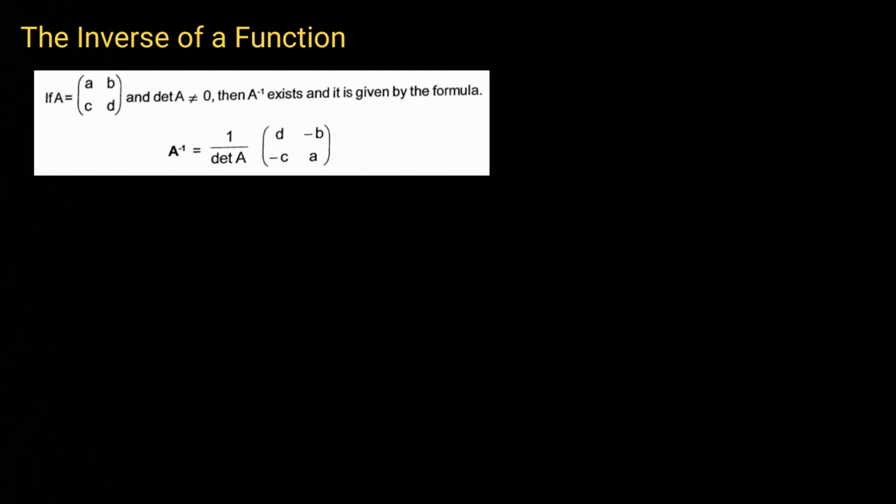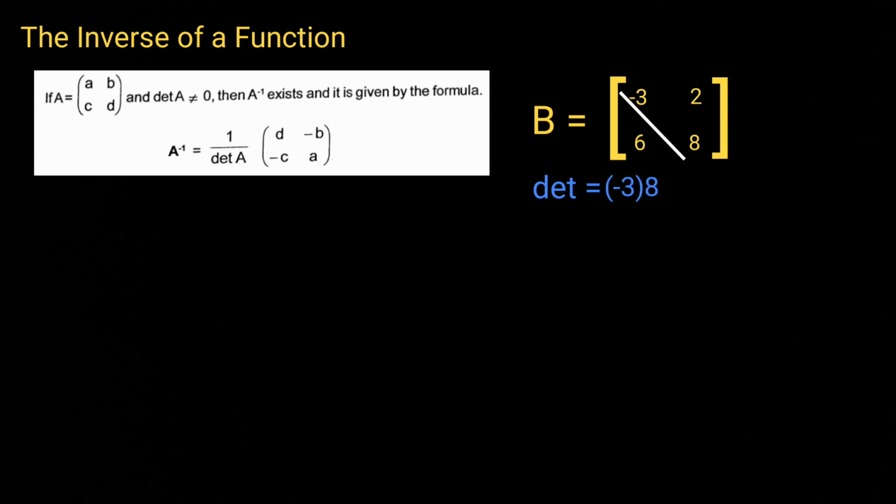Let's look at an example so that you will understand it better. Let's say that we want to find the inverse of matrix B with the elements minus 3, 2, 6, and 8. First, we find the determinant of the matrix, so we take the descending diagonal negative 3 times 8 and subtract it with the ascending diagonal 2 times 6. Therefore, this leads to negative 24 minus 12, which further leads to negative 36. Now we have our determinant. We can just plug it into the formula.